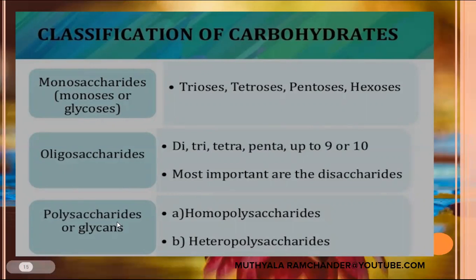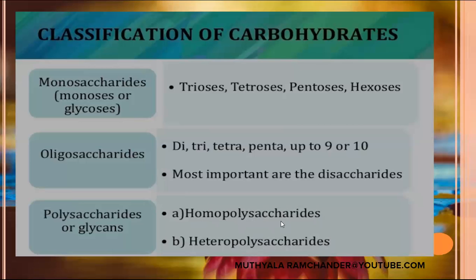In polysaccharides, more than 10 glycosidic bonds are present between the sugar molecules, called polyglycosidic bonds. The polyglycosidic bonds are present between sugar molecules in the formation of polysaccharides. The polysaccharides are also called glycans. Polysaccharides are again divided into homopolysaccharides and heteropolysaccharides.